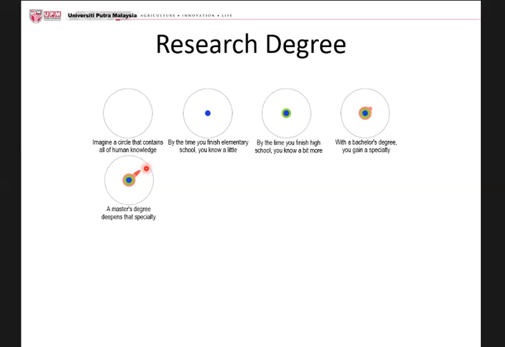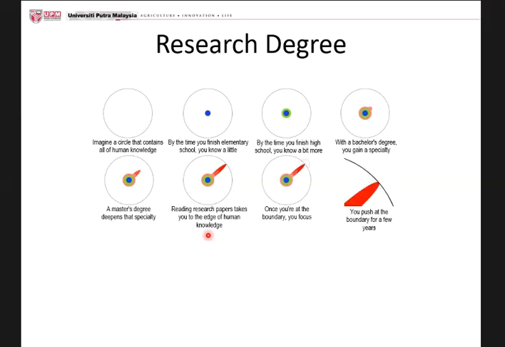So it goes further, but still within the boundary of human knowledge. Okay, the doing master, that is the key. So reading research papers takes you to the reach of human knowledge. Once you are at the boundary, you focus, and push the boundary until one day the boundary gives way, and that is your PhD.